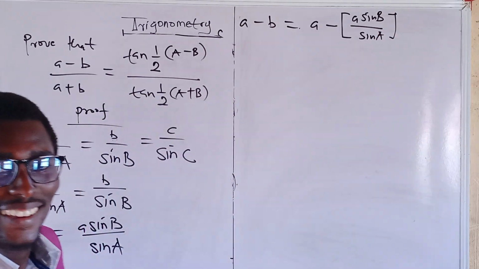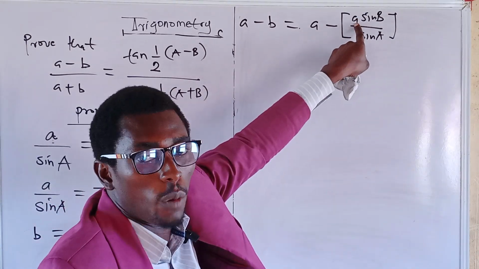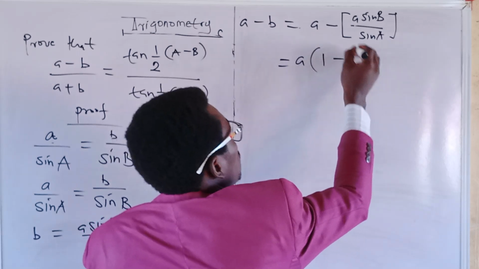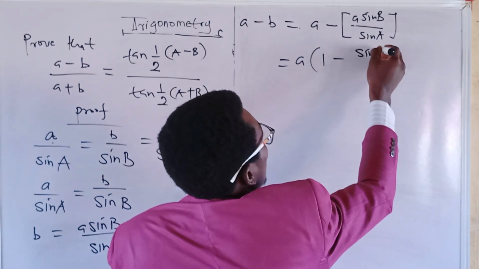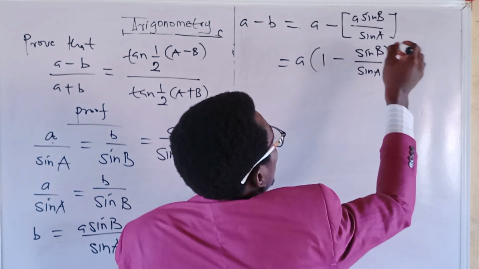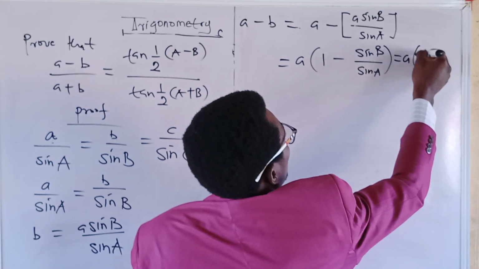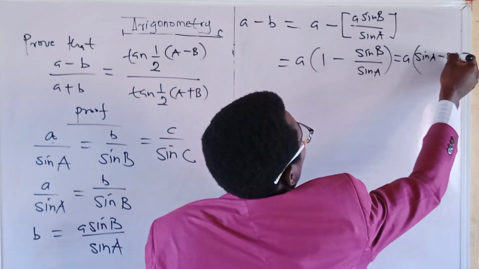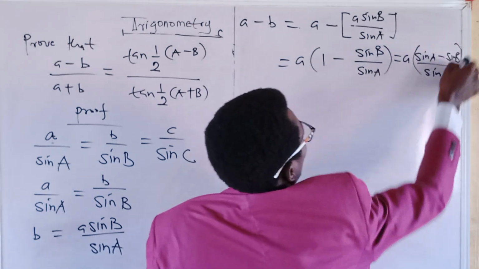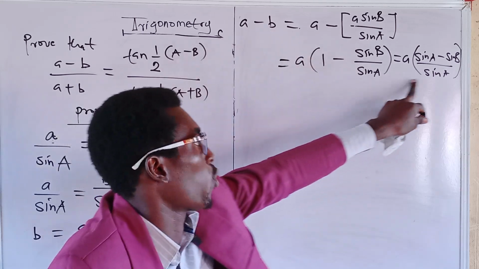Can you see that? Now, let us factor out a. What is common here? a is common here. So if you bring it out, we have a bracket 1 minus sine B over sine A, which can be further written as a bracket sine A minus sine B, divided by sine A. Can you see that? This is just a normal fraction. So we have a − b to be equal to this.